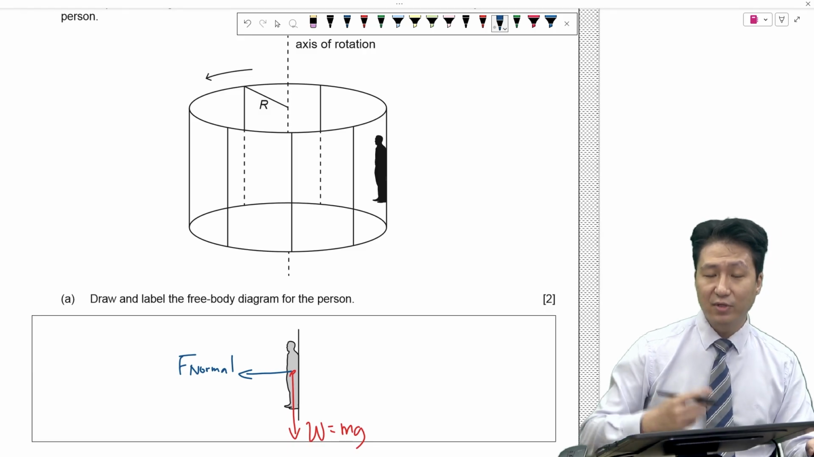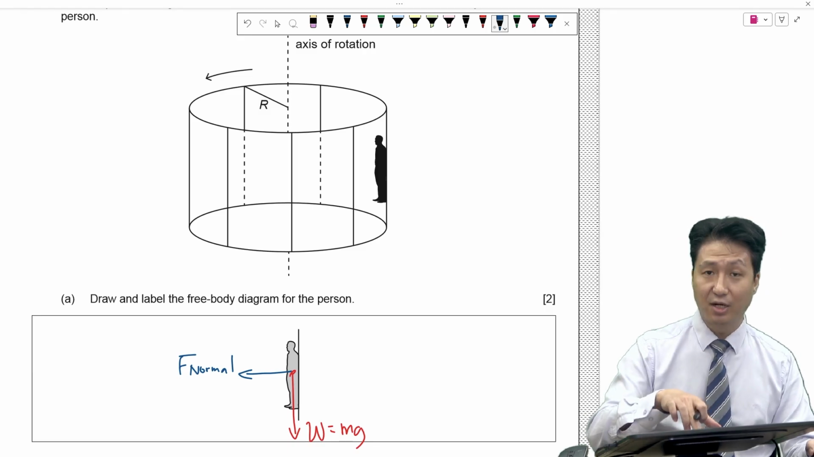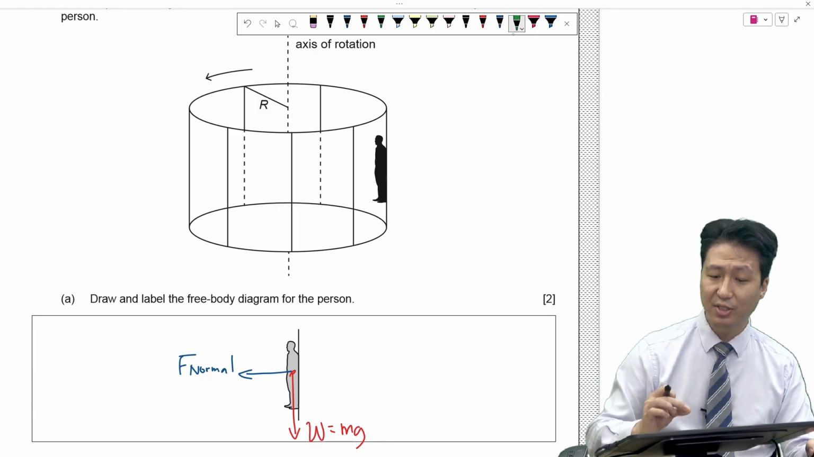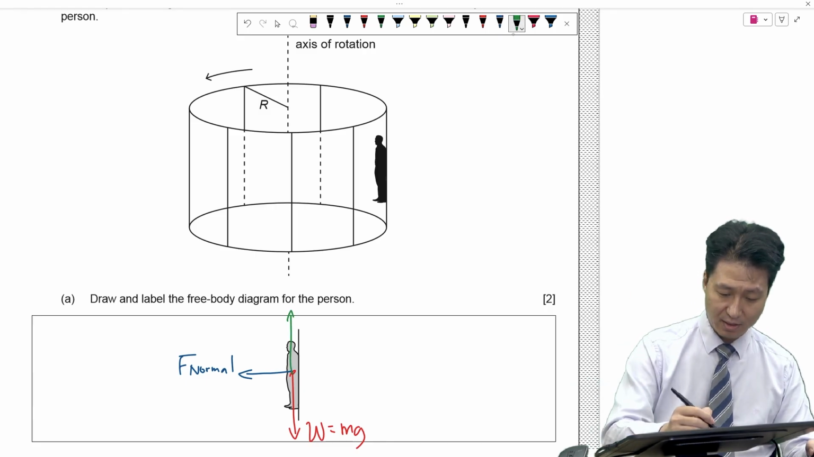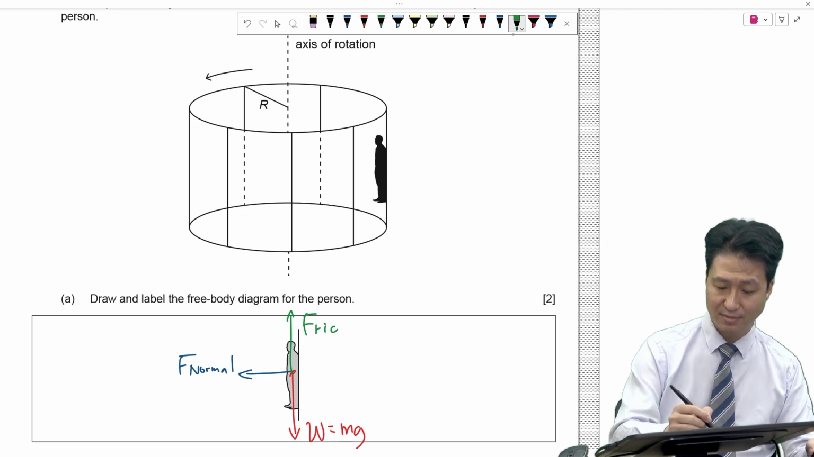Finally, if only these two forces were acting, this person would still slide down. There's a third force that counteracts the force of gravity. Of course, this is the force of friction.